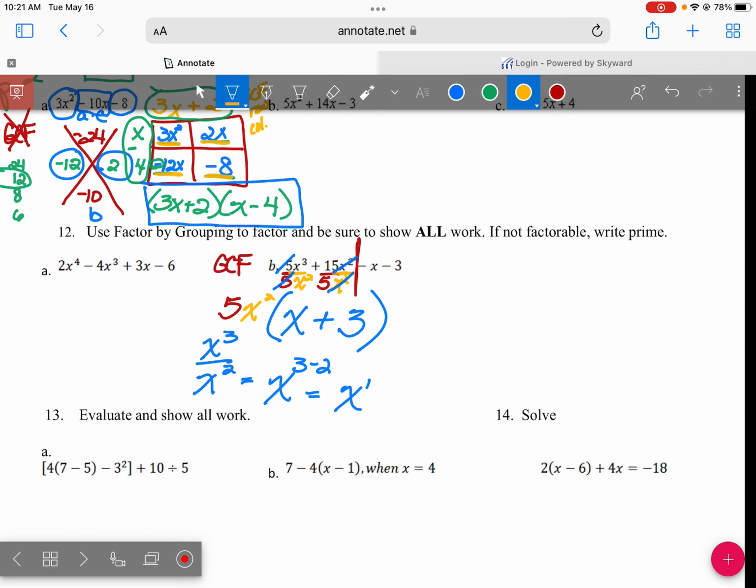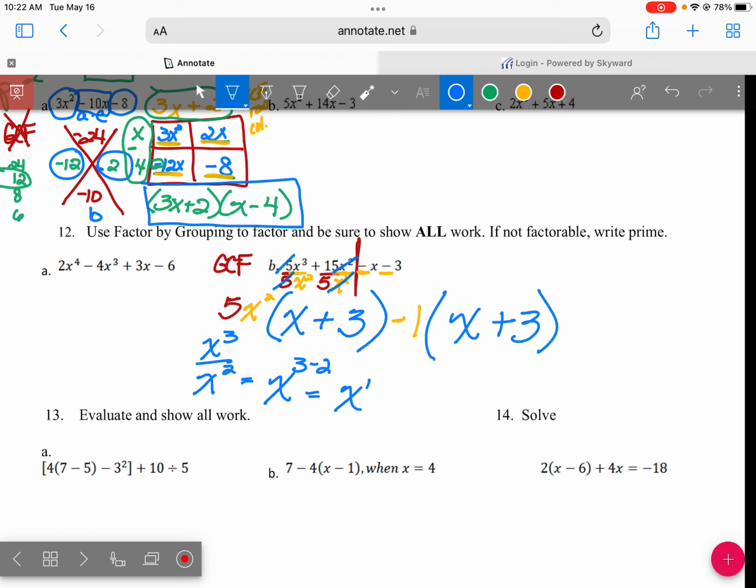So I need to factor out, looking at my coefficients, what do they have in common? The negative 1. So what do I have left? X and plus 3. And double check it. If you distribute that negative 1, that gives you the negative x minus 3. So we know we're good.